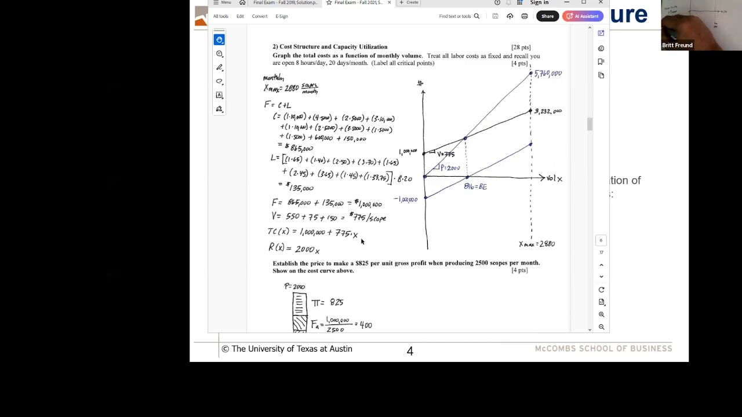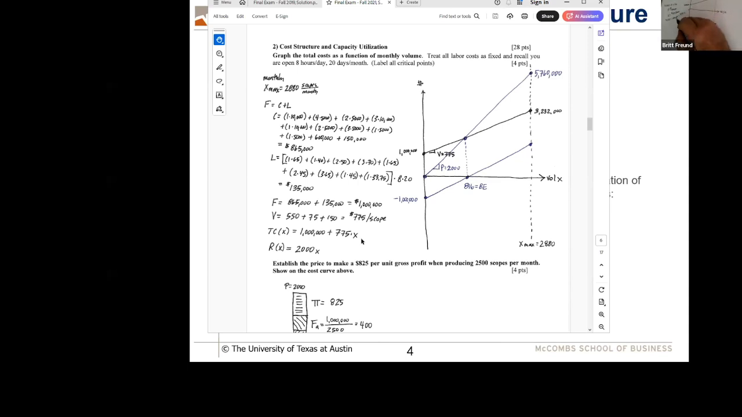But now I got my equation. I know the total cost for any volume X is equal to, I always owe the $1 million, plus for every scope I actually make, I owe another $775. And that's all that one line is. It starts at $1 million, and it goes up at some slope.